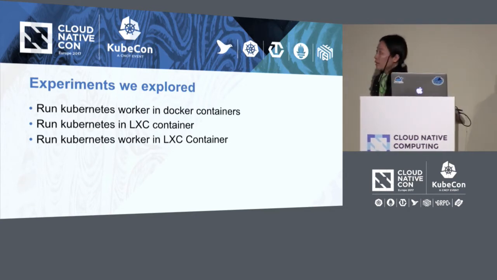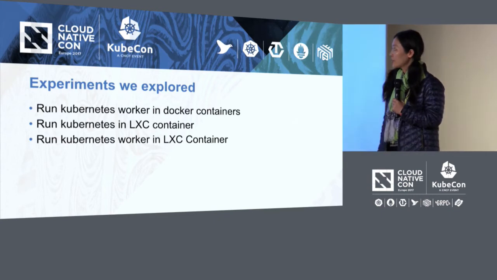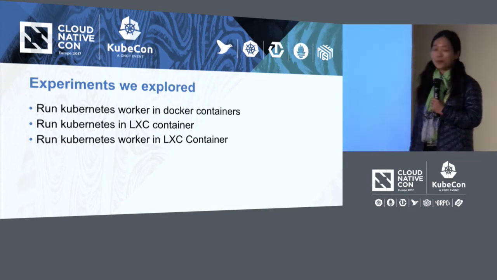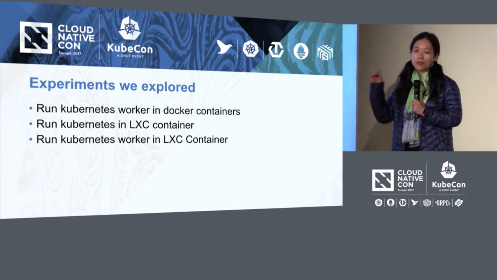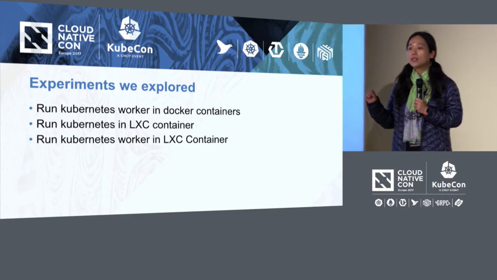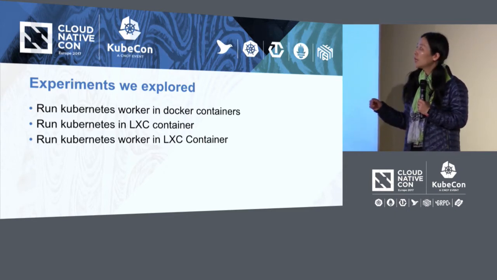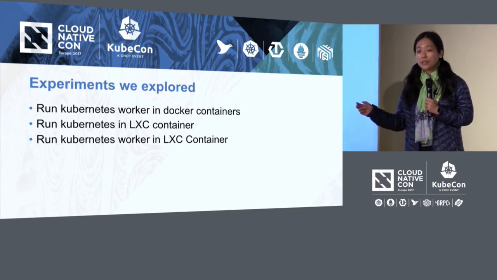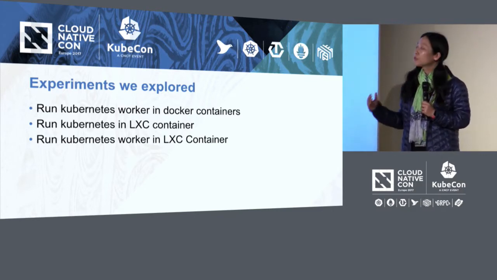So we've done a couple of experiments. The first experiment we did was we wanted to run Kubernetes workers in Docker containers. Jason talked about our architecture, with the master being deployed onto Kubernetes while the workers run on the VM. So we thought a natural transition was to run Kubernetes workers in Docker containers, using Docker as the way to package Kubernetes workers and run them.